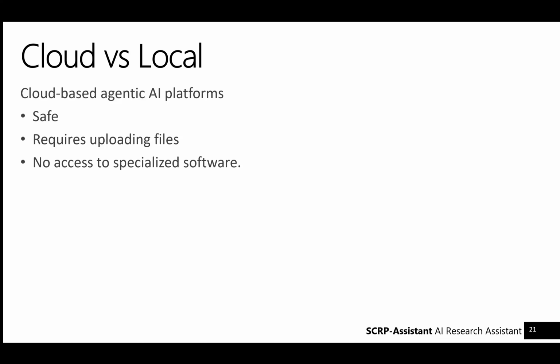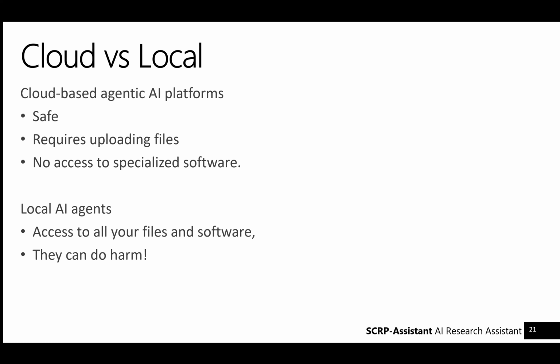Furthermore, if you use commercial offerings, they don't have access to specialized software like MATLAB, Stata, and R, right? In the case of R, you might be able to install it, but for Stata and MATLAB, it costs money. So unless you have your own license, you're probably not going to install it out there. You might not be able to do that at all. So here on our SCRP, we have all this software installed. So even though the agent is cloud-based, you can access it.